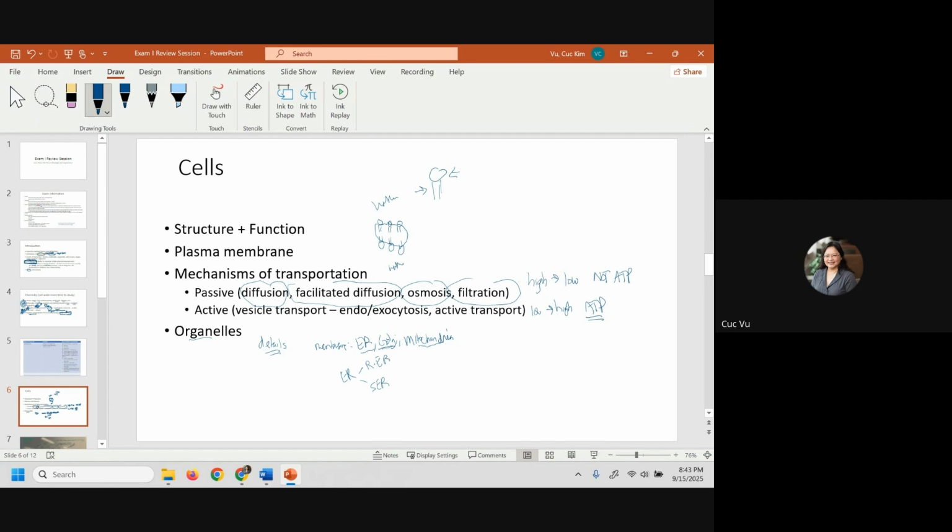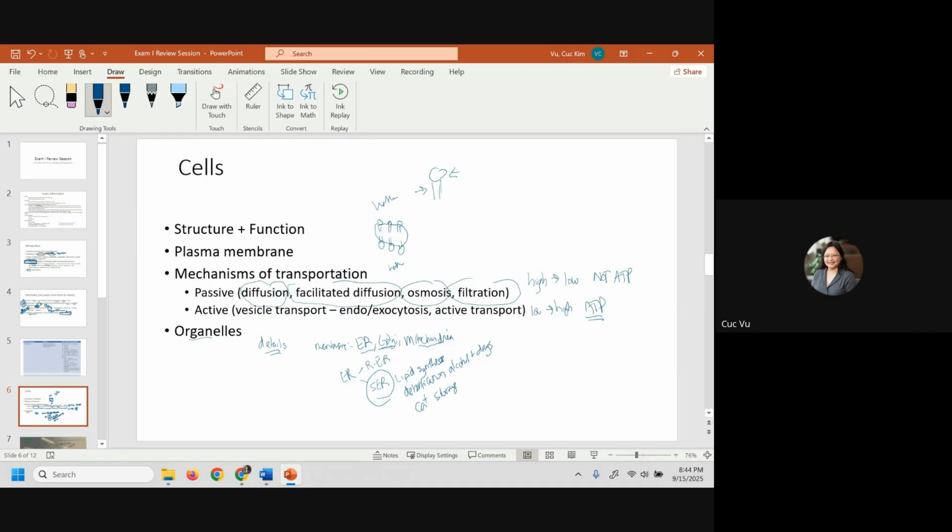I'll write it out while you're thinking. So detoxification. Yes, love it. Which is why, by the way, your liver has tons of smooth ER. It detoxifies alcohol and drugs. And one more. The calcium storage? Yes.